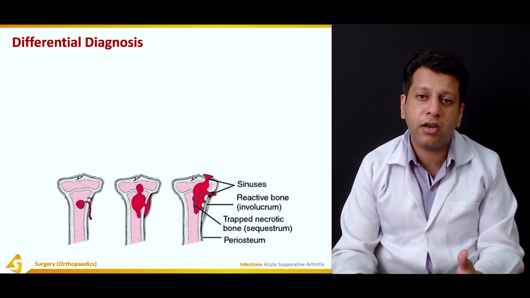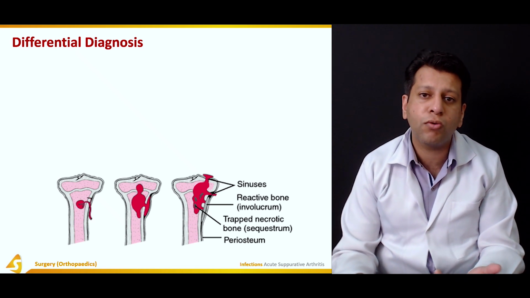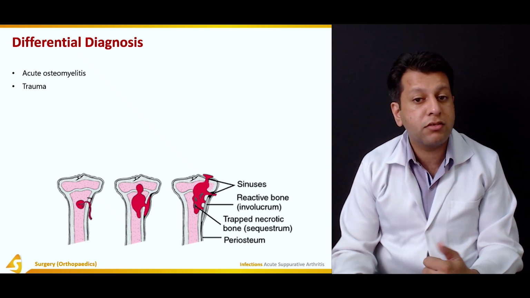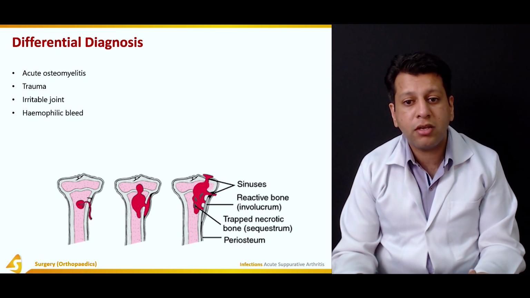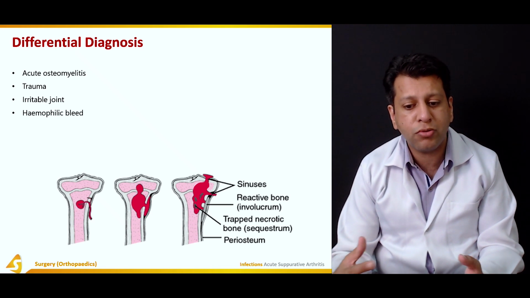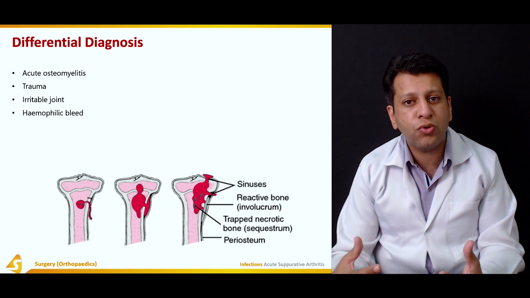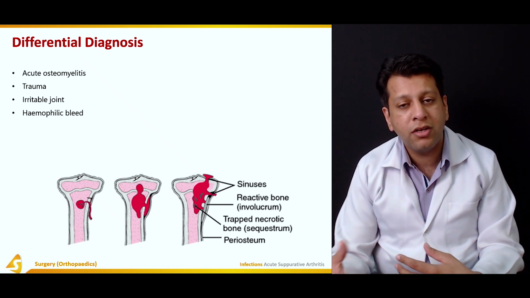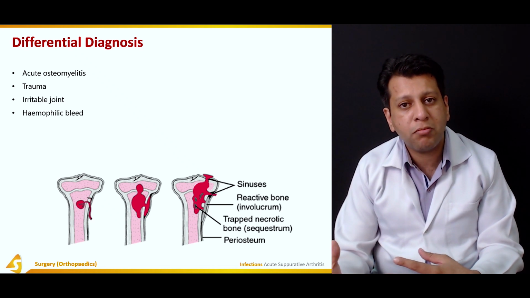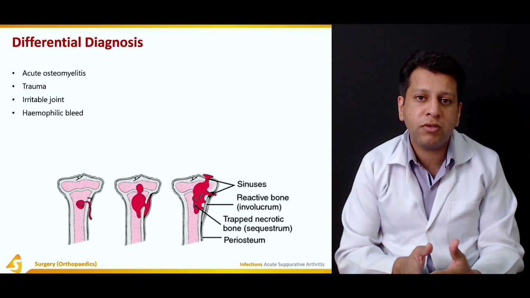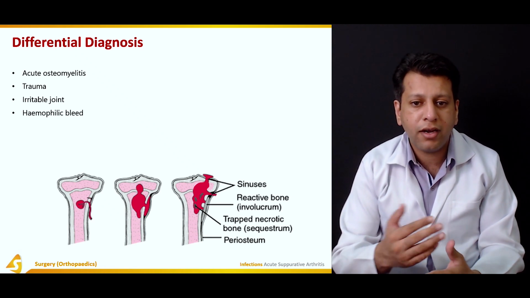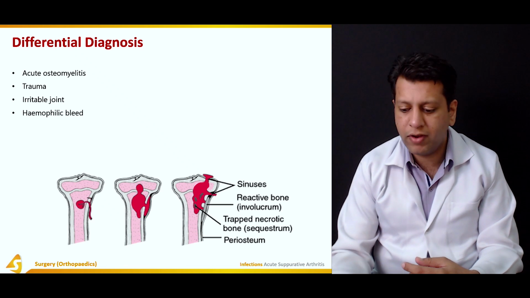Besides acute suppurative arthritis, this will include acute osteomyelitis. This could be simply traumatic irritable joint synovitis, or hemophilic bleed. Hemophilic patients sometimes present with sort of tumors, where there is so much bleeding into the joint that the hematoma which has formed gets secondarily infected. So although there are signs of infection, the initial cause was the hematoma due to the bleeding, which has now become secondarily infected.